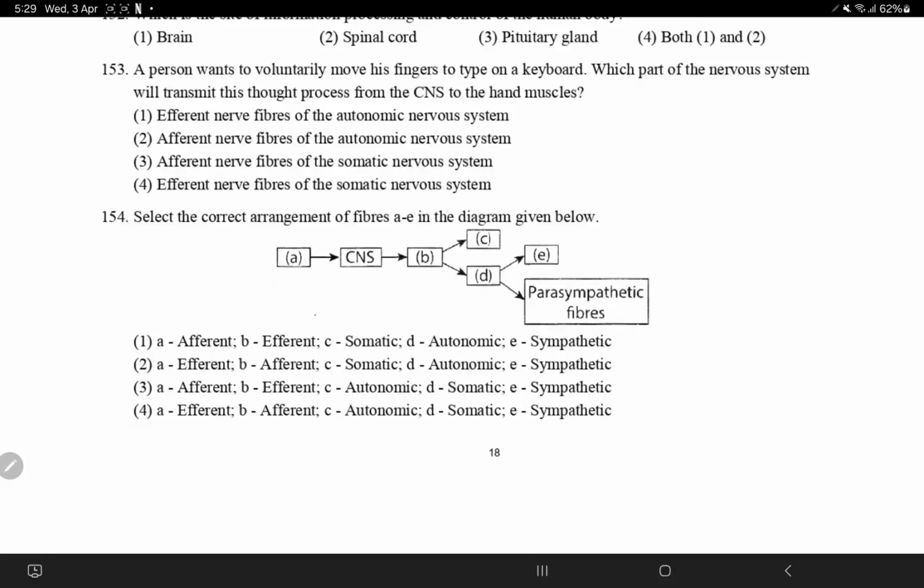A is afferent. B is efferent. C is somatic. D is autonomic. E is sympathetic. So option 1.